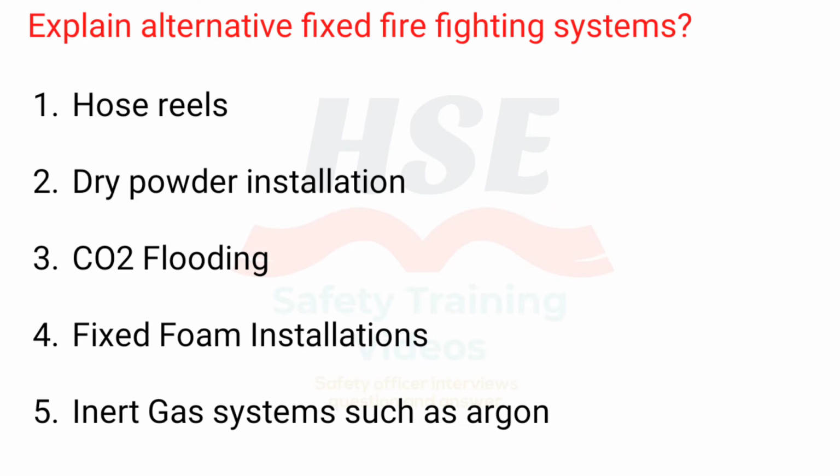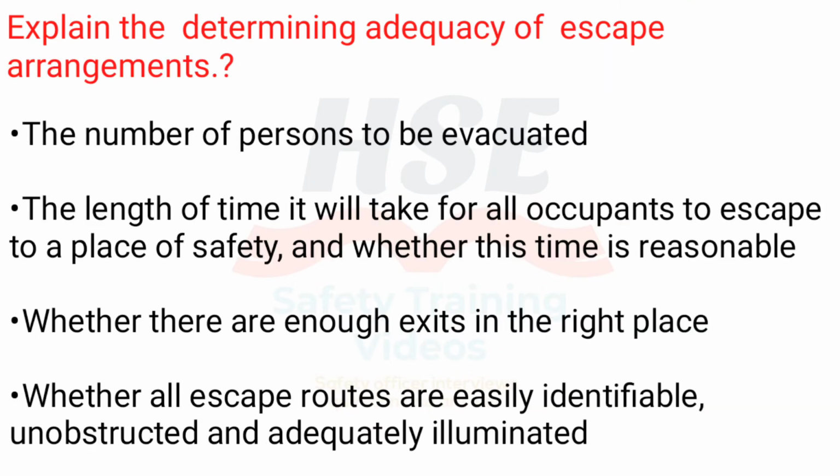Explain alternative fixed firefighting systems. 1. Hose reels. 2. Dry powder installation. 3. CO2 flooding. 4. Fixed foam installations. 5. Inert gas systems such as argon.